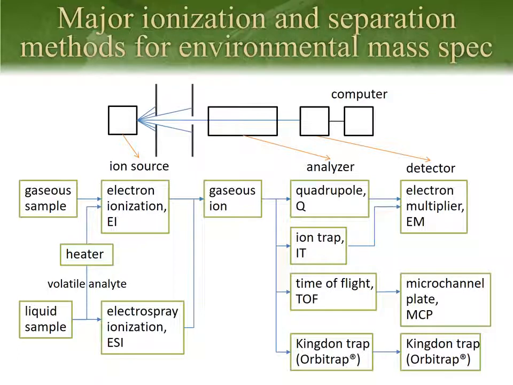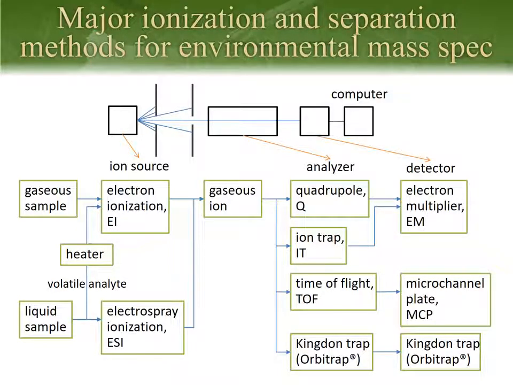In the environmental science and engineering, most samples are gaseous and liquid samples. Gaseous samples are usually ionized by electron ionization, EI. Liquid samples are usually ionized by electrospray ionization, ESI. Volatile analytes in a volatile organic solvent are vaporized by a heater and ionized by EI. Obtained gaseous ions are going to be analyzed by various types of analyzer, such as quadrupole, Q, ion trap, IT, time of flight, TOF, or Kingdon trap. The commercial name is Orbitrap.